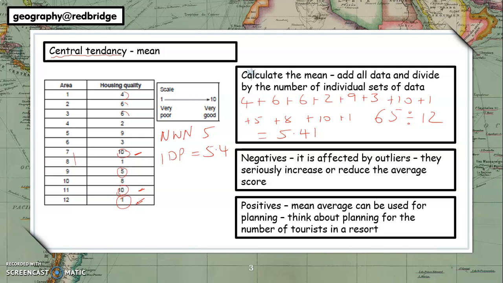So think about the mean. The main negative is the outliers. They can really change your average and give you a false average. And the positive is that it does allow for some type of planning. Okay, that's that one. Thank you.